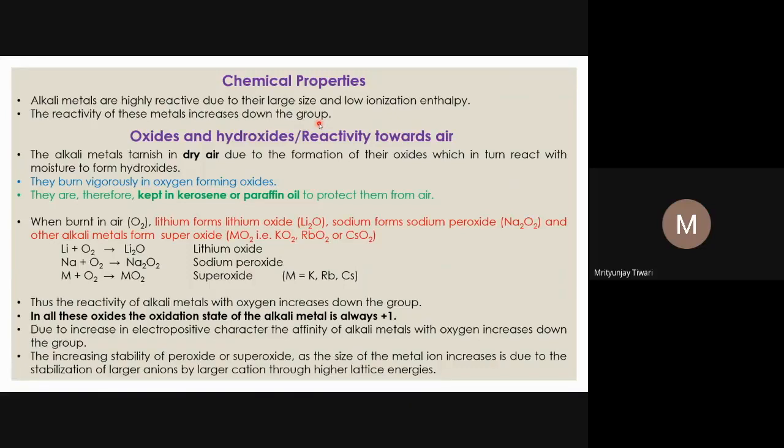The reactivity of these metals increases down the group. Why? Because the electropositive character usually increases down the group. So, oxides and hydroxides of the alkali metals, usually meaning the reactivity towards air. If you look at the air, oxygen is there, nitrogen is there, hydrogen is there. But hydrogen is not in the lower strata of the atmosphere. Being lighter, it will be above, mostly in the stratosphere. Its concentration is very low, so almost no hydrogen gas will be there in this region of the atmosphere where we are actually living.